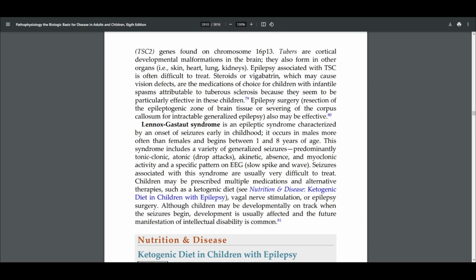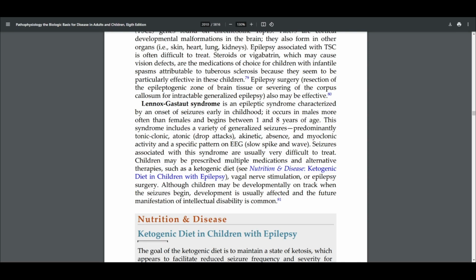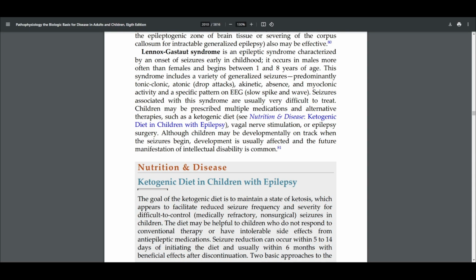Steroids or vigabatrin, which may cause vision defects, are medications of choice for children with infantile spasms attributable to tuberous sclerosis because they seem to be particularly effective in these children. Epilepsy surgery also may be effective. Lennox-Gastaut syndrome is an epileptic syndrome characterized by the onset of seizures early in childhood.